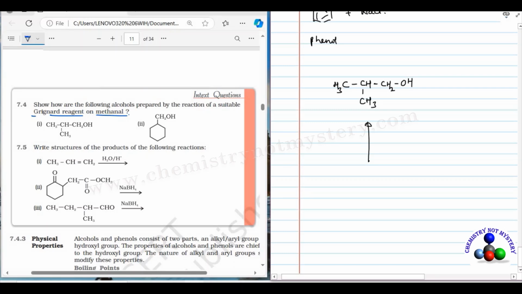Now draw the structure of methanal. Methanal is a one carbon aldehyde. So here this is one carbon. It is bonded to oxygen. On both the sides hydrogen is there. So this is methanal.